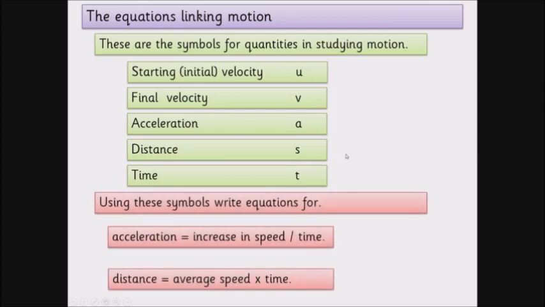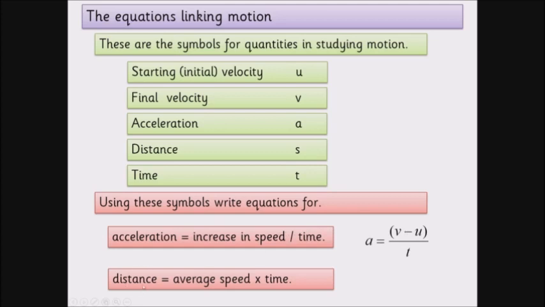All right, so using these symbols, write equations for acceleration and also distance. So acceleration, the increase in speed would be v minus u, because if you start off at 0 and end up at 5, then to work out the increase in speed, you would go 5 minus 0. So 5 minus 0 divided by t. So acceleration a would be equal to v minus u divided by t. Okay, so that's our acceleration, increase in speed divided by time.